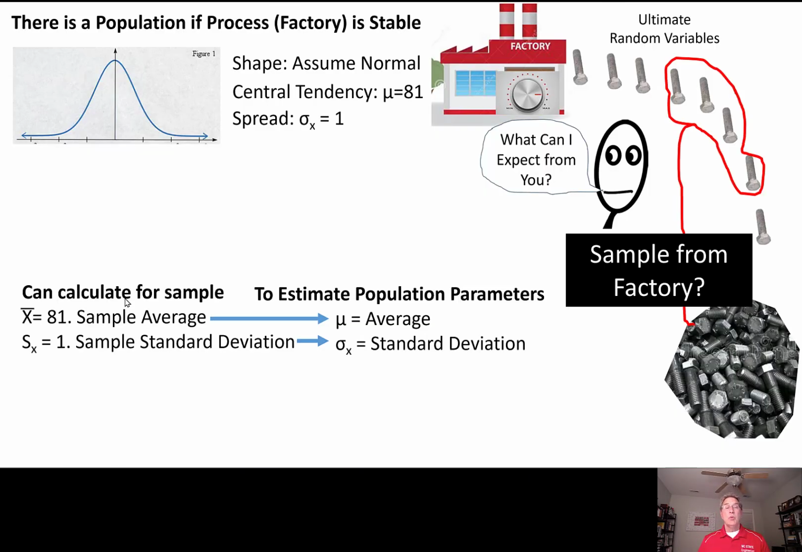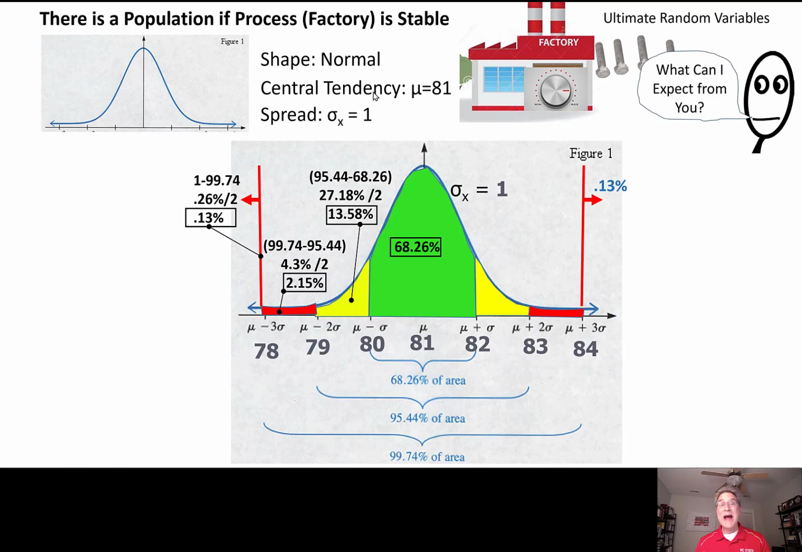And so we then put that in an example of our process with an average of 81, standard deviation of 1. We take a sample, get the sample average and standard deviation to estimate these. And then we said, look at how much we know now. We now know that 99% of the time, we're going to go between 78 and 84, plus or minus 3 standard deviations. That's a lot of information. 0.13% will be below 38.